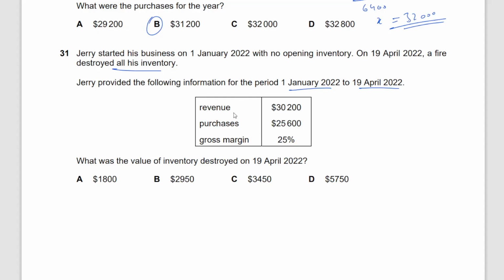Let's see. We have the revenue. We have the purchases given. Do we have anything else? No, that's it. No opening inventory. Well, gross margin. So if we use the margin markup concept, the revenue is 30,200. The cost of sales at the given point, we don't know, and the gross profit.